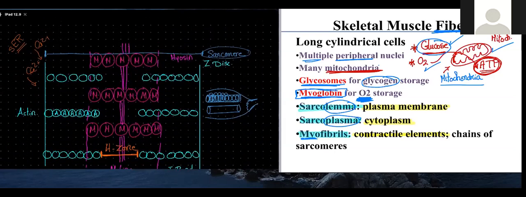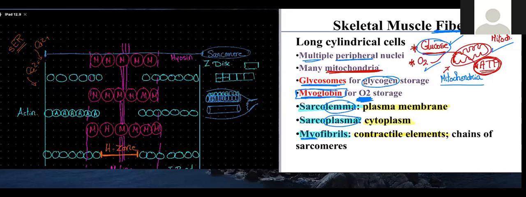sarcomeres, remember the whole muscle cell is formed of sarcomeres lying adjacent to one another. So if you shorten each and every one of them, so if this is the length of the sarcomere, this is another sarcomere, this is another sarcomere, this is another one. If I shorten each and every one of them, what's going to happen to the length of the whole muscle cell?